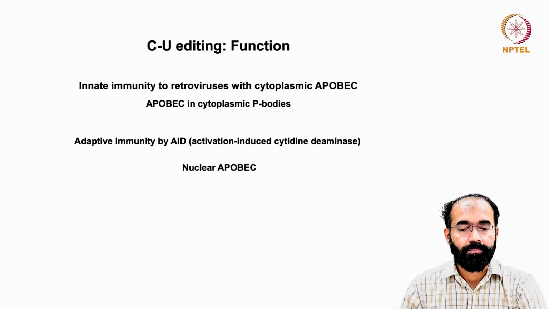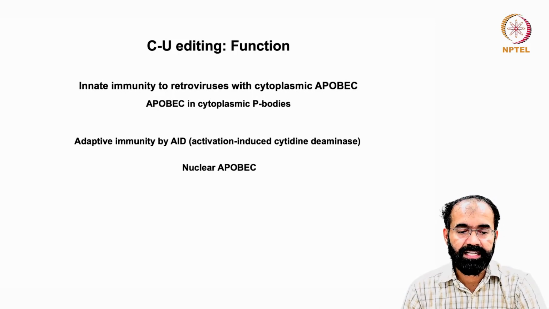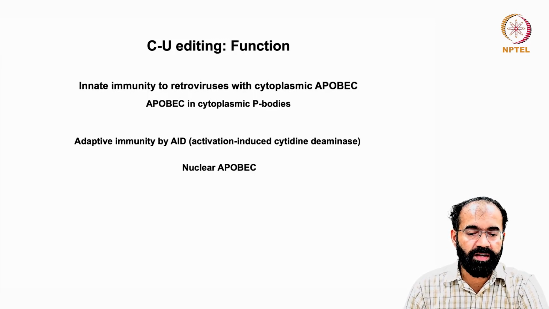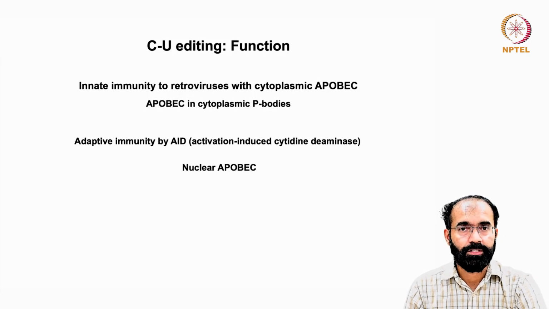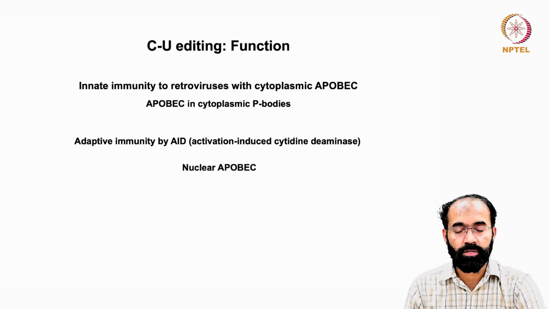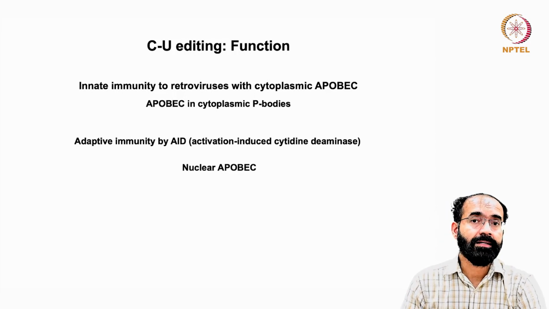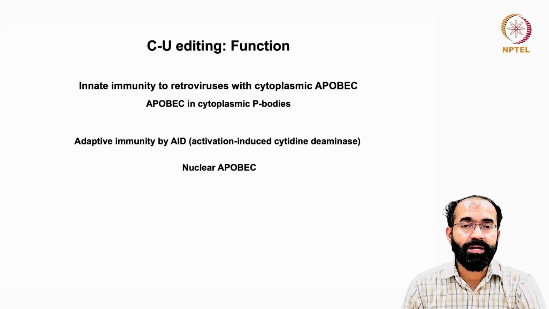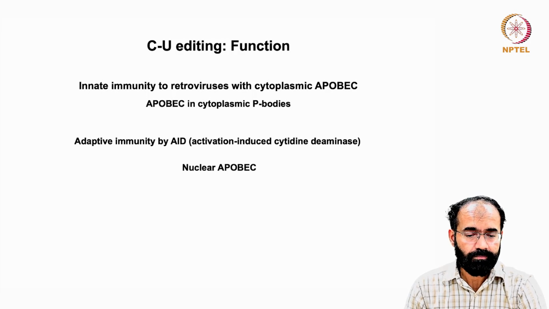Now let us see another angle of functioning of the C-U editing: the innate immunity to retroviruses with cytoplasmic APOBEC. APOBEC can be nuclear as well as cytoplasmic. So RNA can be edited in both places depending upon which RNA you are talking about. And APOBEC is associated with cytoplasmic P bodies.